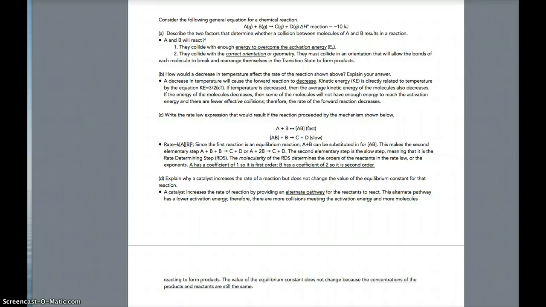And part D says, explain why a catalyst increases the rate of reaction but does not change the value of the equilibrium constant for that reaction. The catalyst increases the rate of reaction by providing an alternate pathway for the reactants to react. This alternate pathway has a lower activation energy, therefore, there are more collisions meeting the activation energy and more molecules reacting to form products. The value of the equilibrium constant does not change because the concentrations of the products and reactants are still the same.